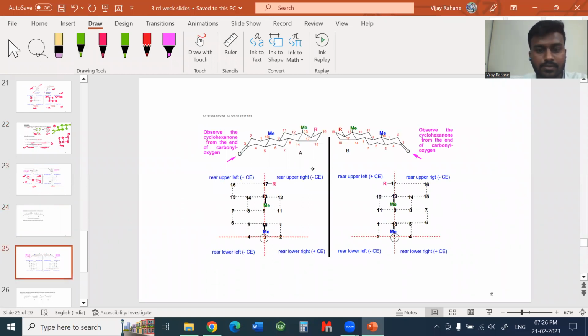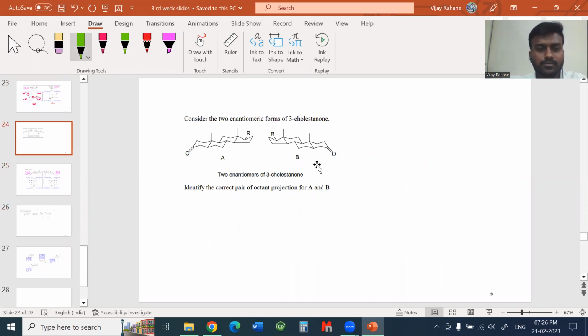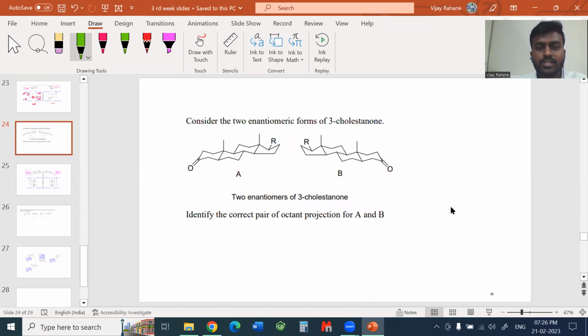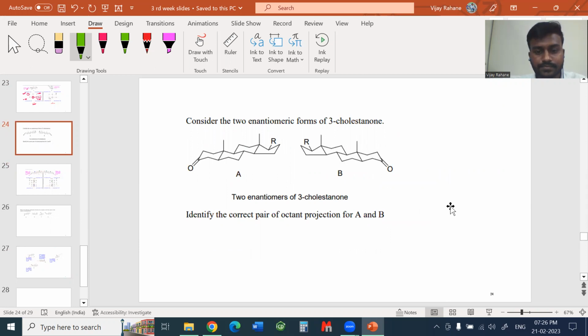So we'll take the next example quickly. Here the question given is: consider the two enantiomeric forms of 3-chalcostanone, right? These two structures A and B they have given, these are the enantiomeric forms, and identify the pair of octant positions for A and B. So we need to identify the correct pair of positions for A and B. So we will directly draw the octant positions for A and B molecules.